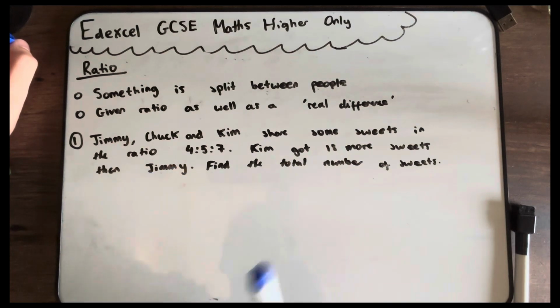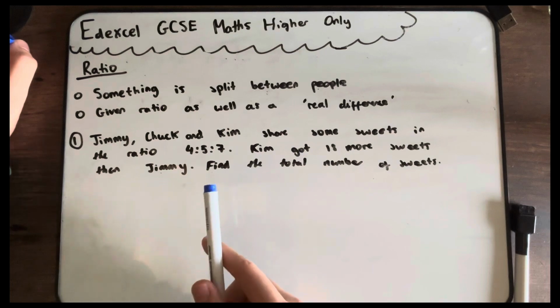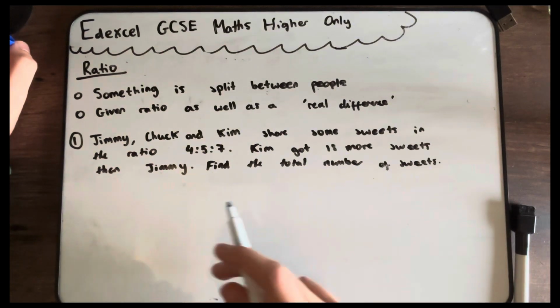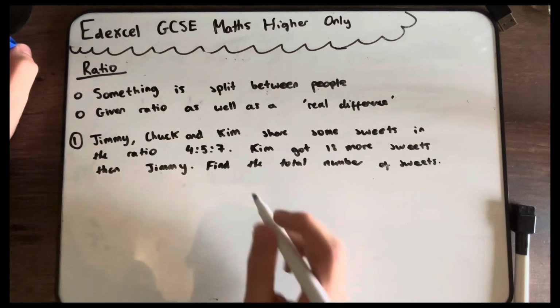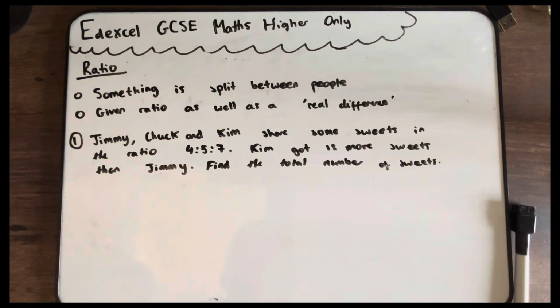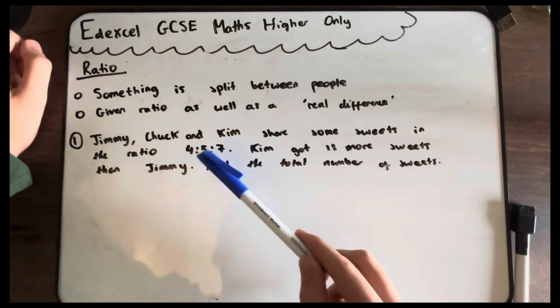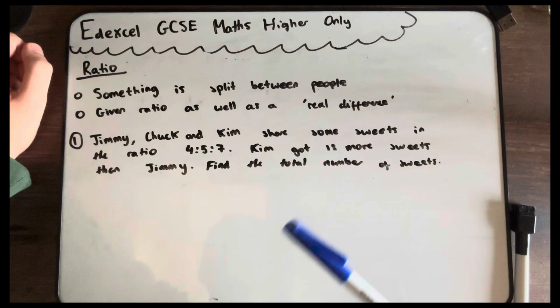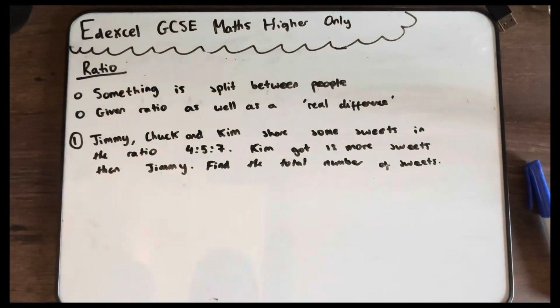Jimmy, Chuck and Kim share some sweets in the ratio 4 to 5 to 7. Kim got 18 more sweets than Jimmy. Find the total number of sweets. Again, highlight the important information. My blue pen doesn't work, but I'm highlighting it. So this right here is the given ratio, and this here is the real difference. I'm just going to walk through this question and explain what it means.